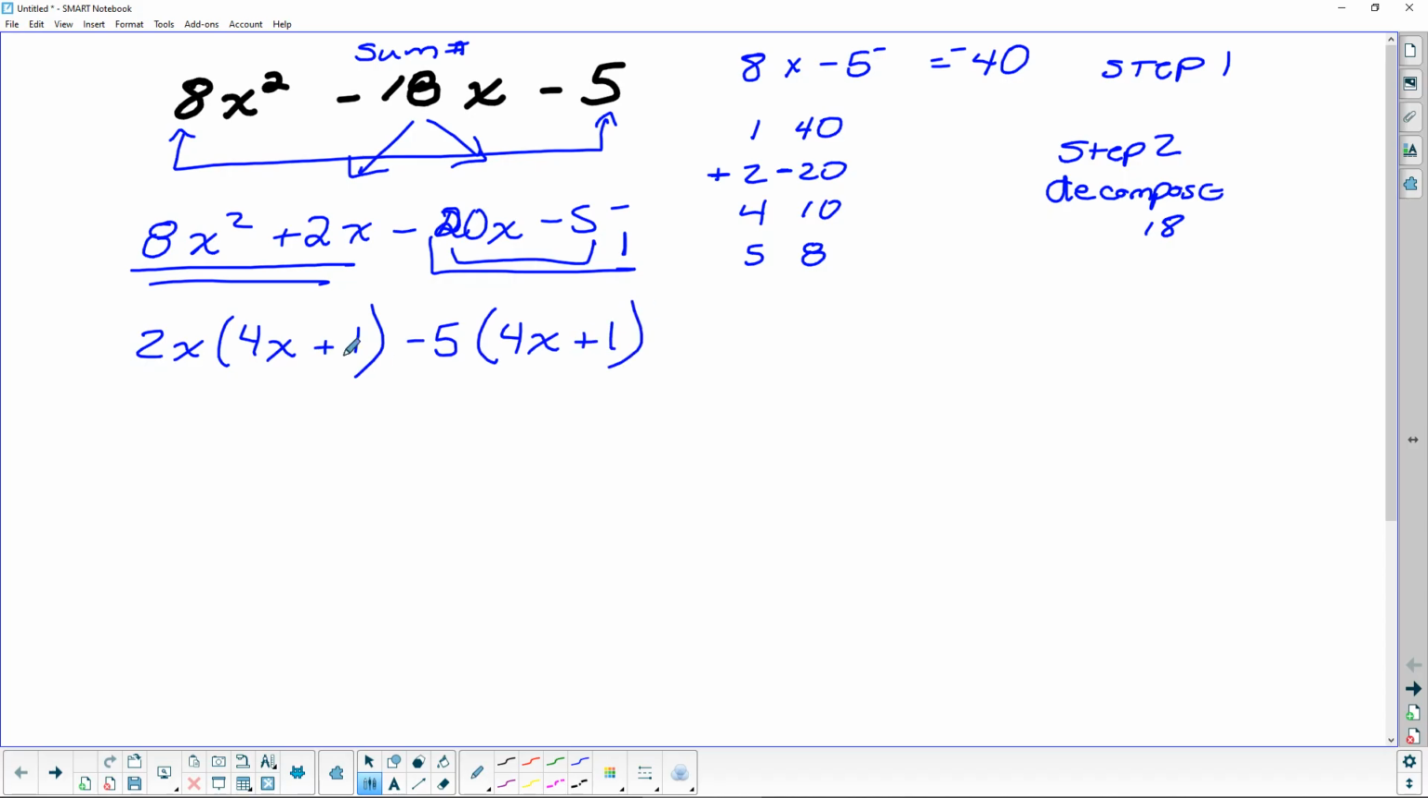So you can see that you get the same binomial factor. So now you've got the factoring. You put these two together in one factor, and then these ones together, and that's how it's factored. Now if you were to expand this out by doing FOIL, you would come back to the beginning. Okay? So that's the basics of how you do decomposition.